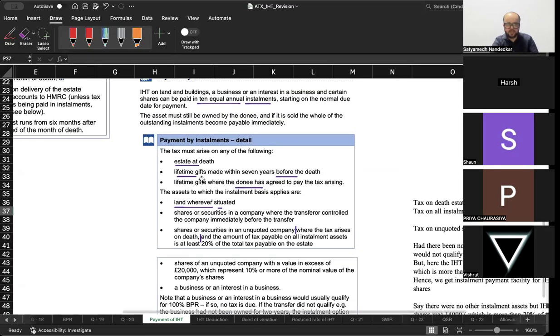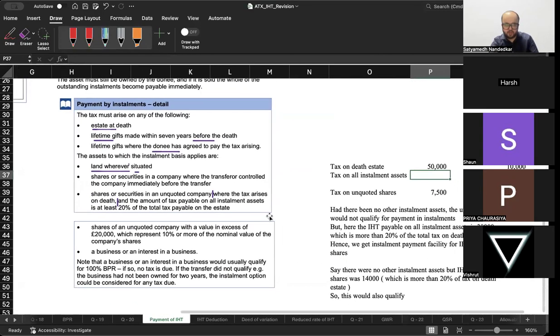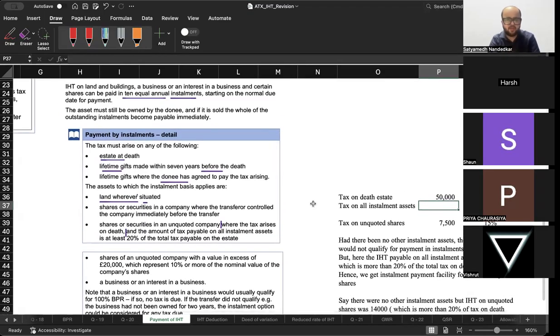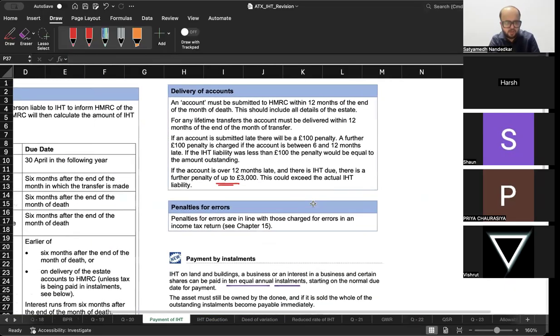यहाँ पे क्या बोल रहे हैं? There are certain assets like land wherever situated, shares or securities in a company where the transferor controlled the company immediately before the transfer, या फिर business or an interest in a business, shares of an unquoted company with a value in excess of 20,000. इसमें से कुछ भी होगा तो on IHT relating to that particular part, you can pay the amount of IHT in installments. ठीक है.